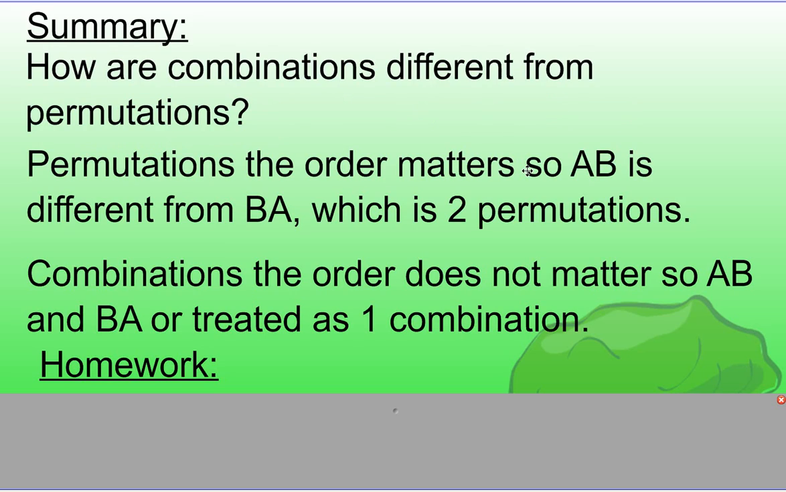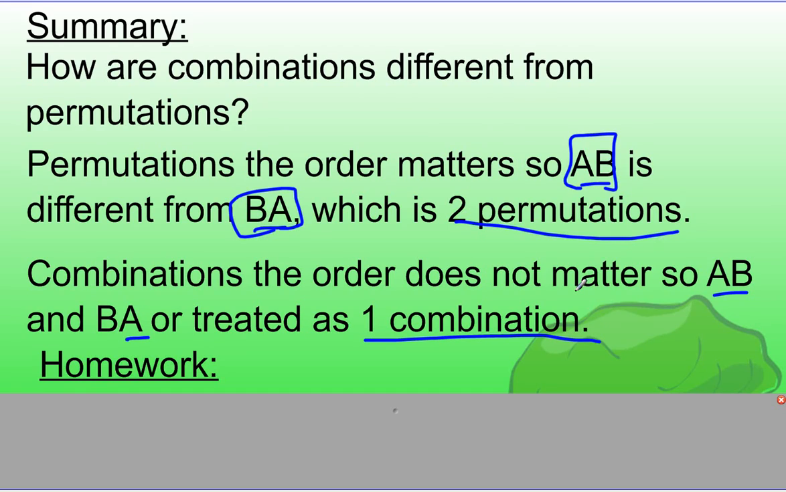And here's what I wrote. I said permutations, the order matters, so AB is different from BA, which is 2 different permutations. So these 2 are considered 2 different permutations. Combinations, the order does not matter, so AB and BA are treated as 1 combination. So that's really the difference between a permutation and a combination. Permutations, AB and BA are different. In a combination, they're the same.